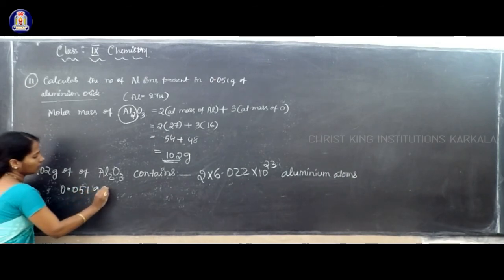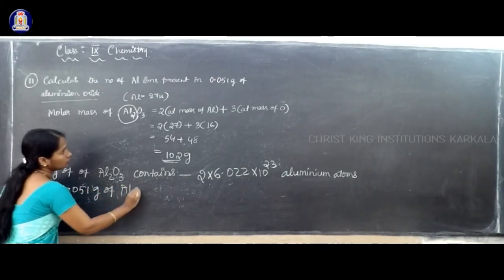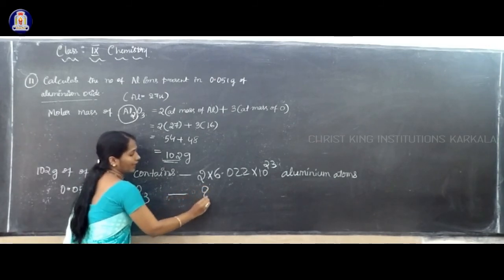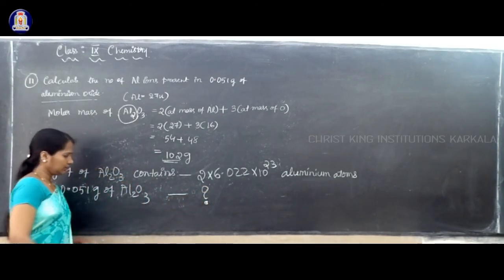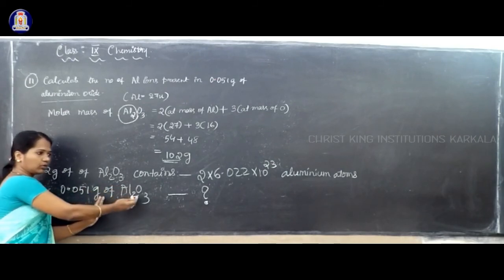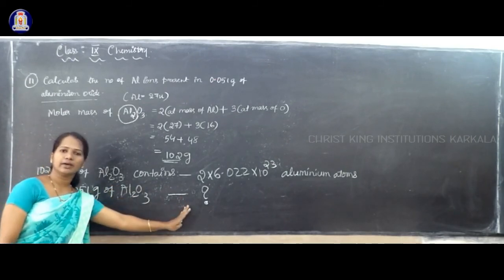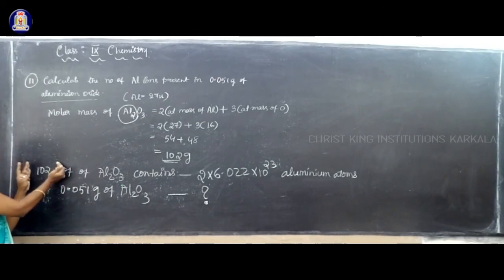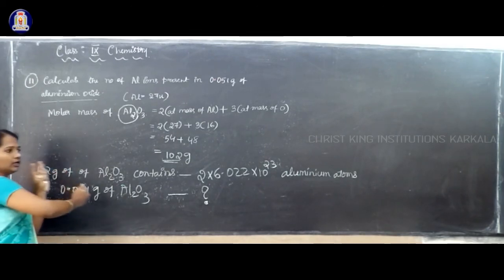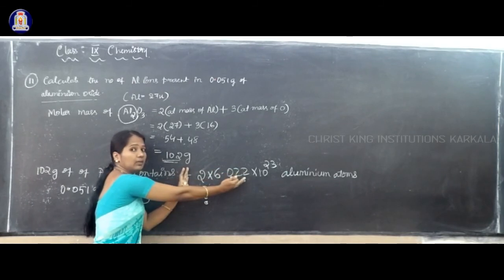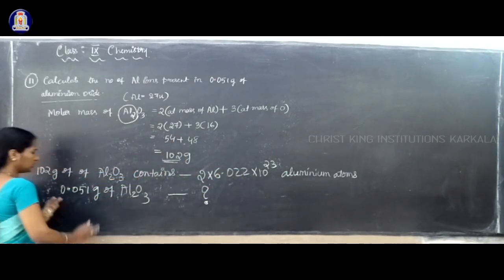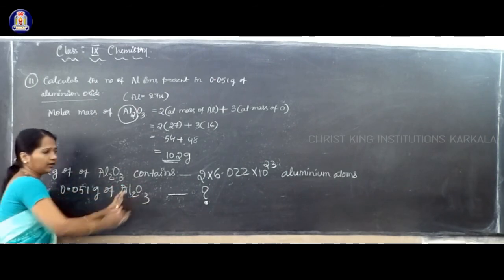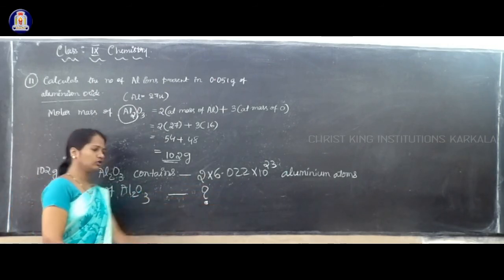So if I take 0.051 gram of Al2O3, how many aluminium atoms are present? This much gram of aluminium oxide, how many aluminium atoms are present? If you take 0.051 gram of aluminium oxide, how many aluminium ions are present?